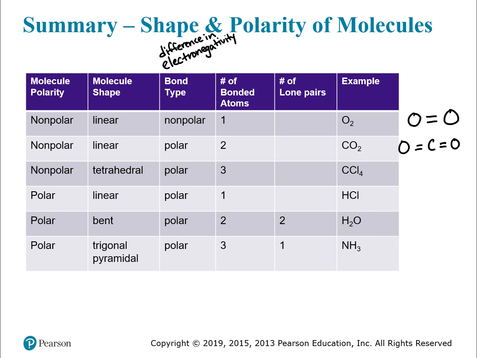The electronegativity difference between the carbon and the oxygens is high, so there's a partial positive on the carbon and partial negatives on the oxygens. The electrons in that molecule are hanging out more with the oxygens than with the carbon. But it's balanced out. You've got electrons on one side, electrons on the other. So overall, this molecule is nonpolar.